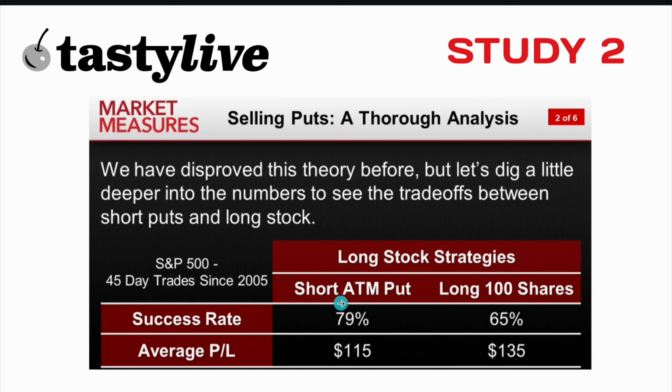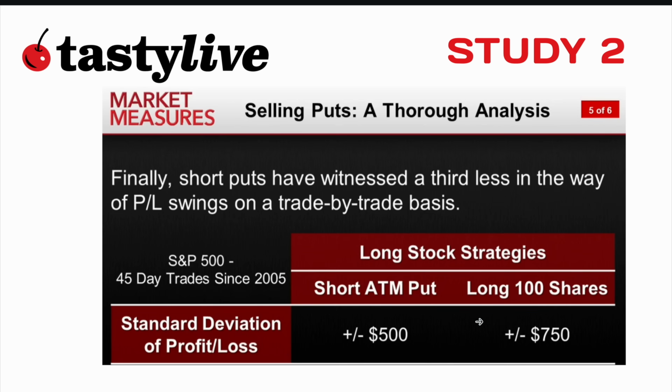And in this case over here, you'll notice the win rate of selling these put options was higher than the win rate of actually buying or longing stock. Secondly, a very similar outcome that they found was that by shorting or selling these put options, the standard deviation, or you can think of it as the risk, was lower than actually buying stock itself.